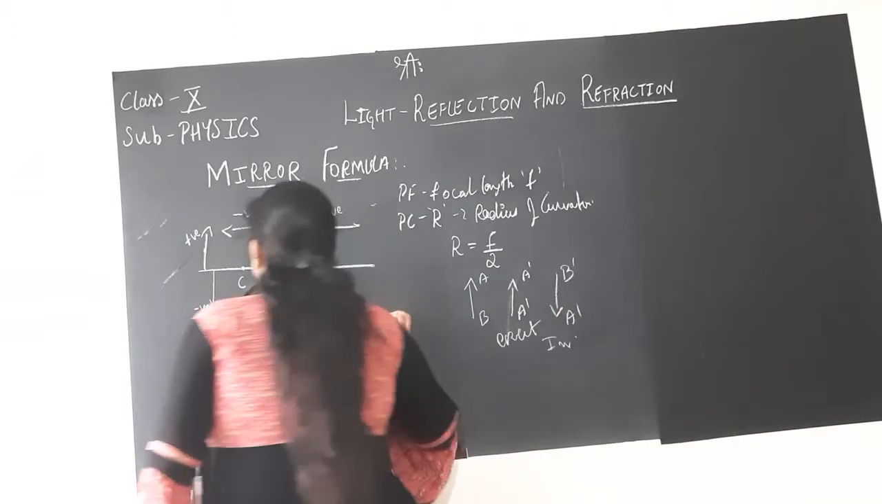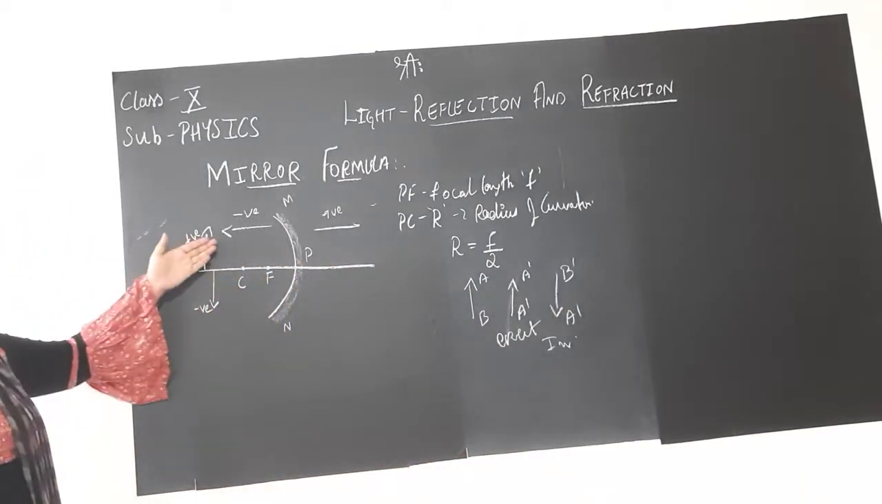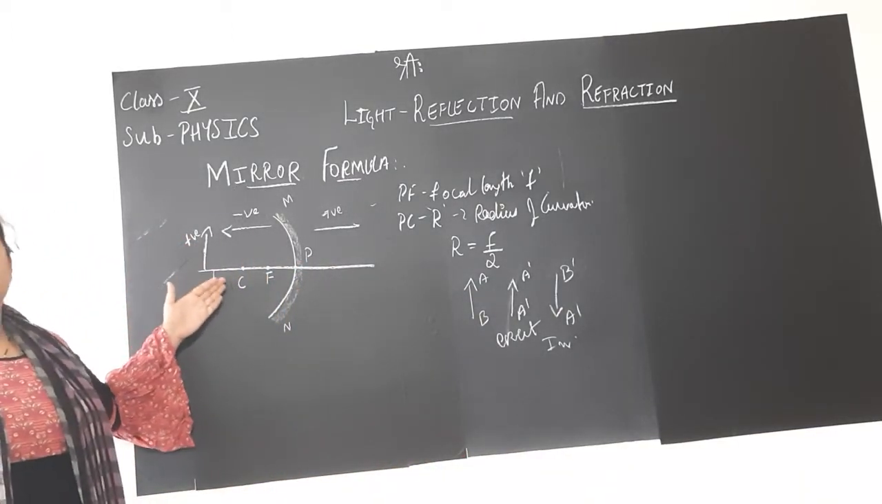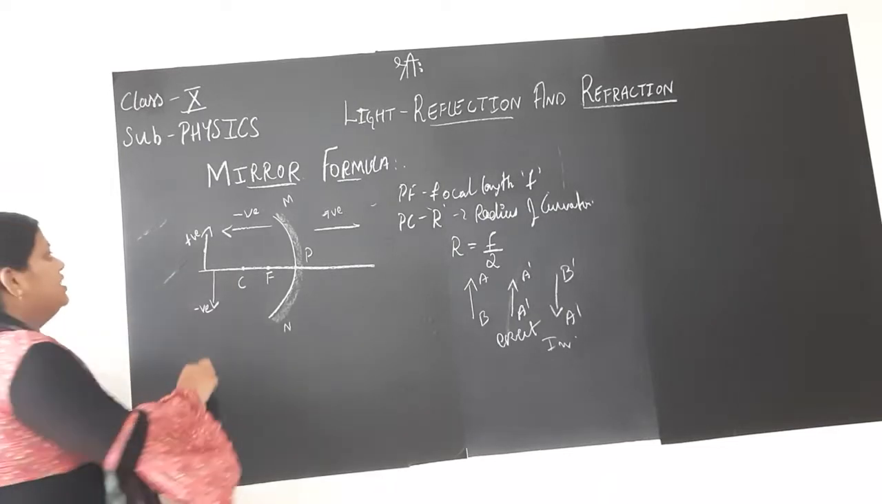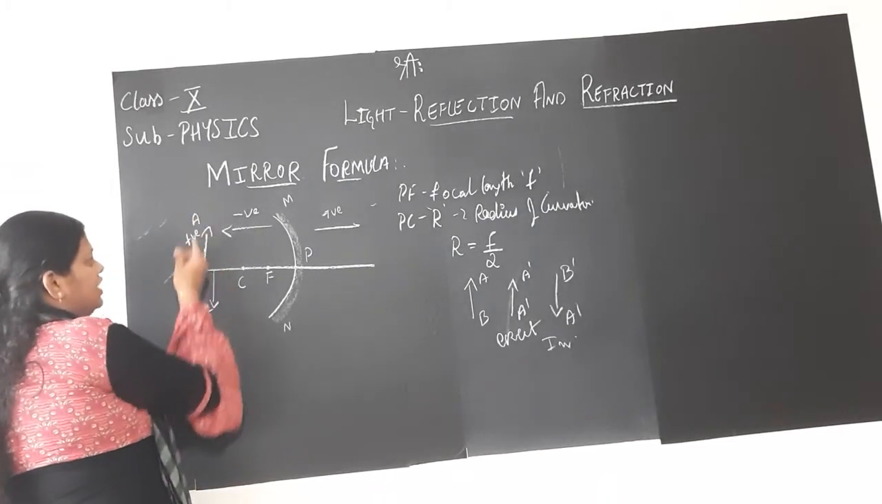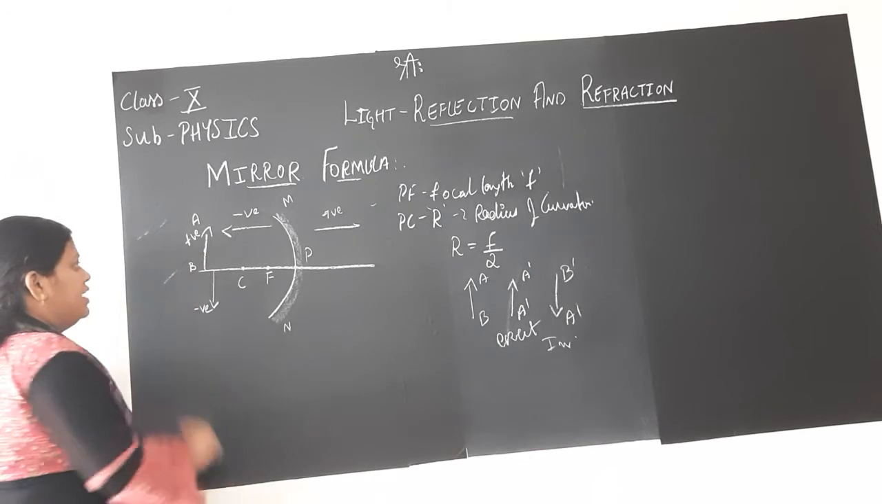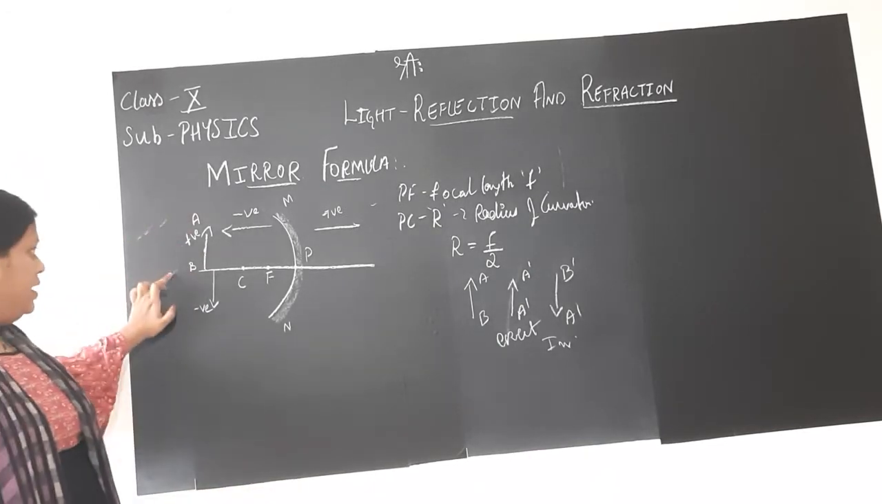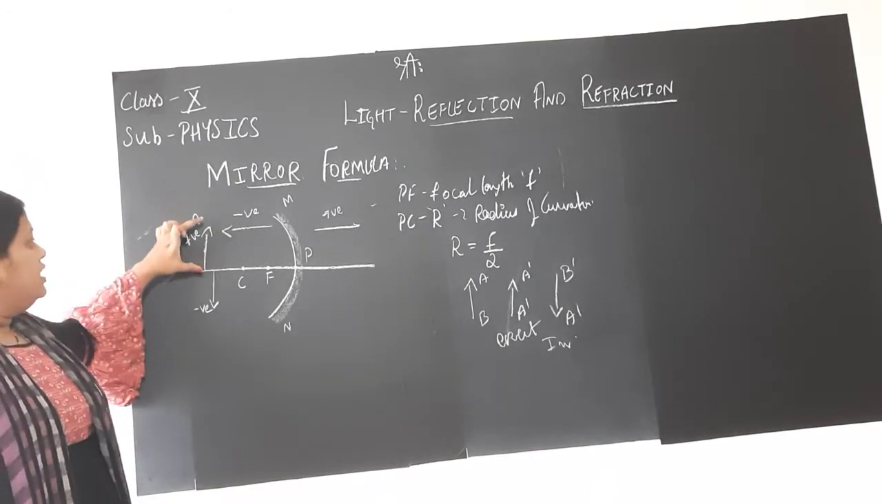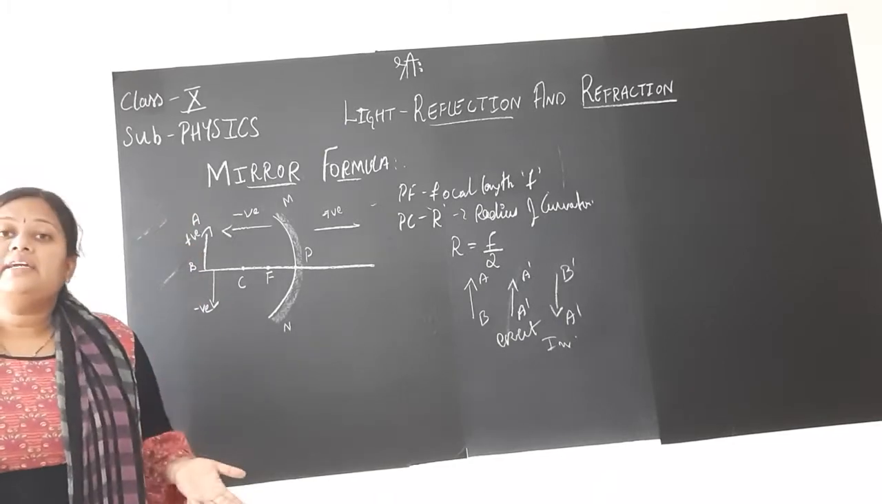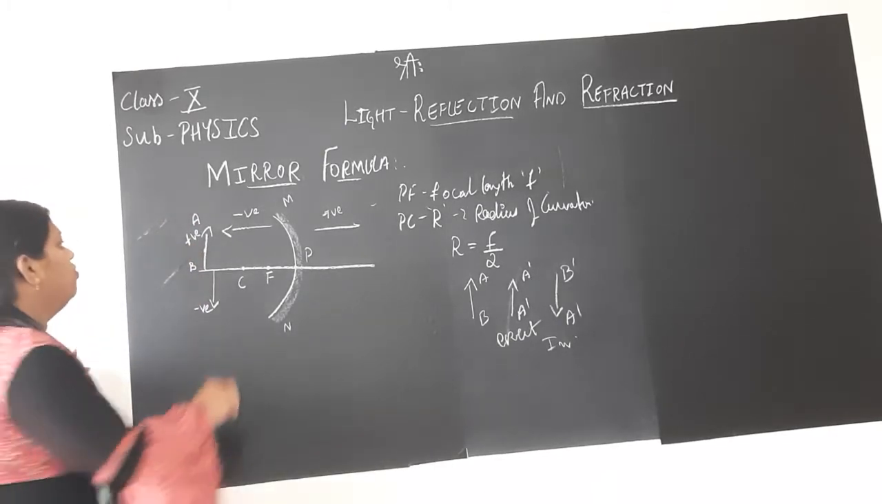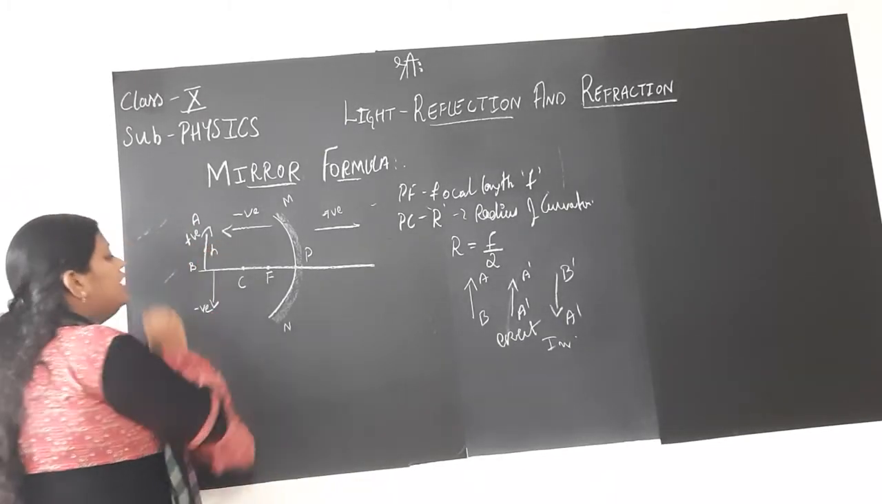So this labeling, if you are representing the object and image here in the figure, how would you represent, children? Now if I consider this arrow mark itself as the object AB, then this object AB's height we need to measure. What is the height of the image?